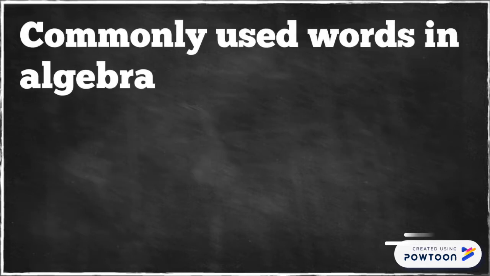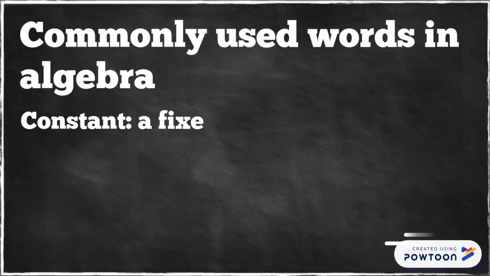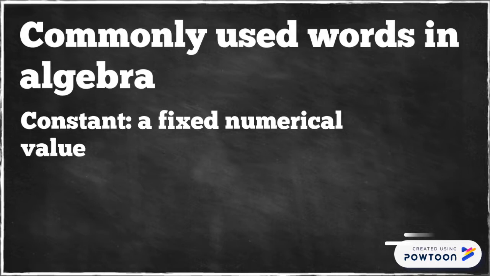There's one more particular term we need to know about. In algebra, we discuss constants a lot. A constant is any fixed numerical value, meaning that it doesn't change. In this particular example, -7 is the constant.